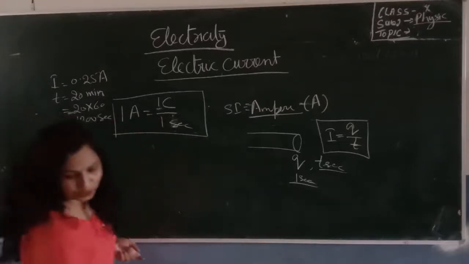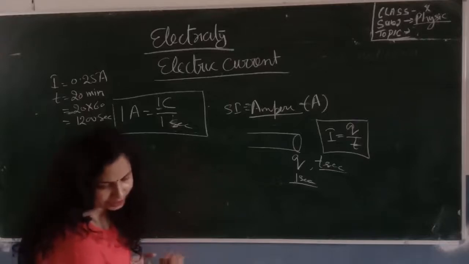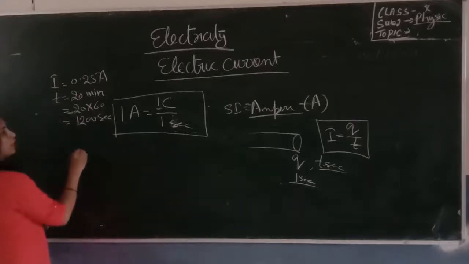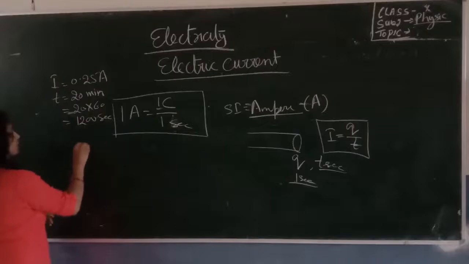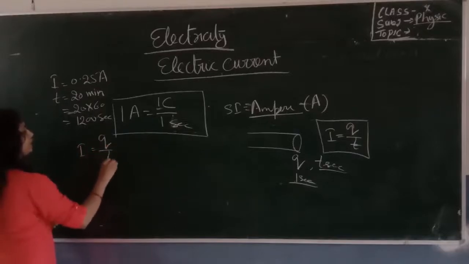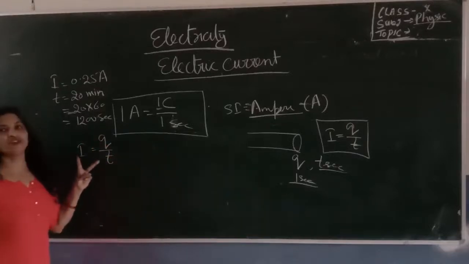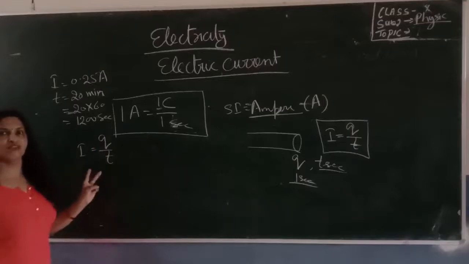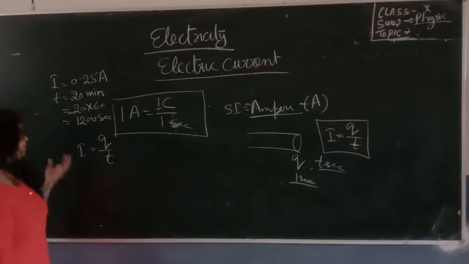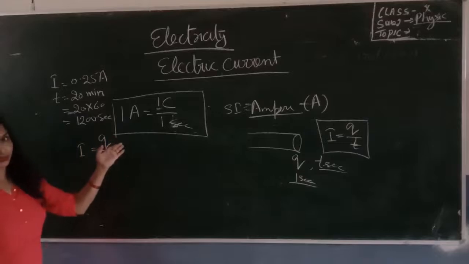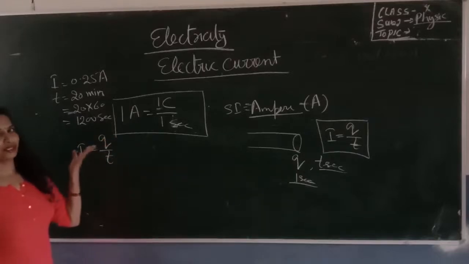So what do you have to find? Calculate the amount of electric charge. It means you have to find the value of Q. So we will say I is equal to Q by t. If we know any of the values in this formula, we can find the other. Like if we know the values of I and t, we can find Q. If we know the values of Q and t, we can find the current I.